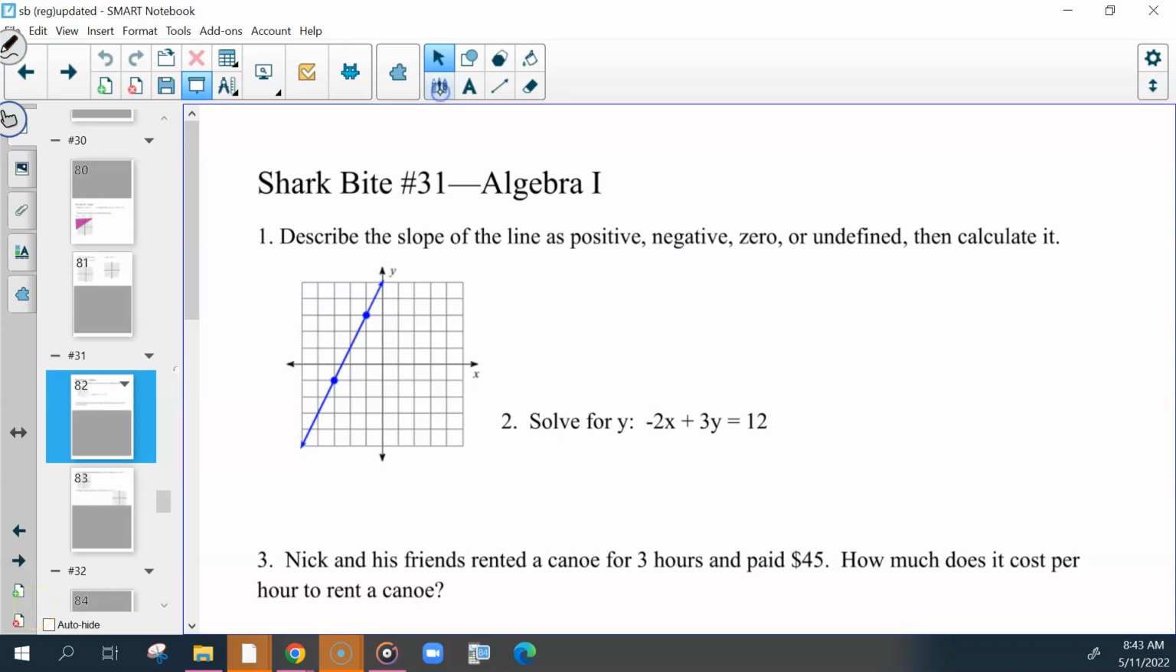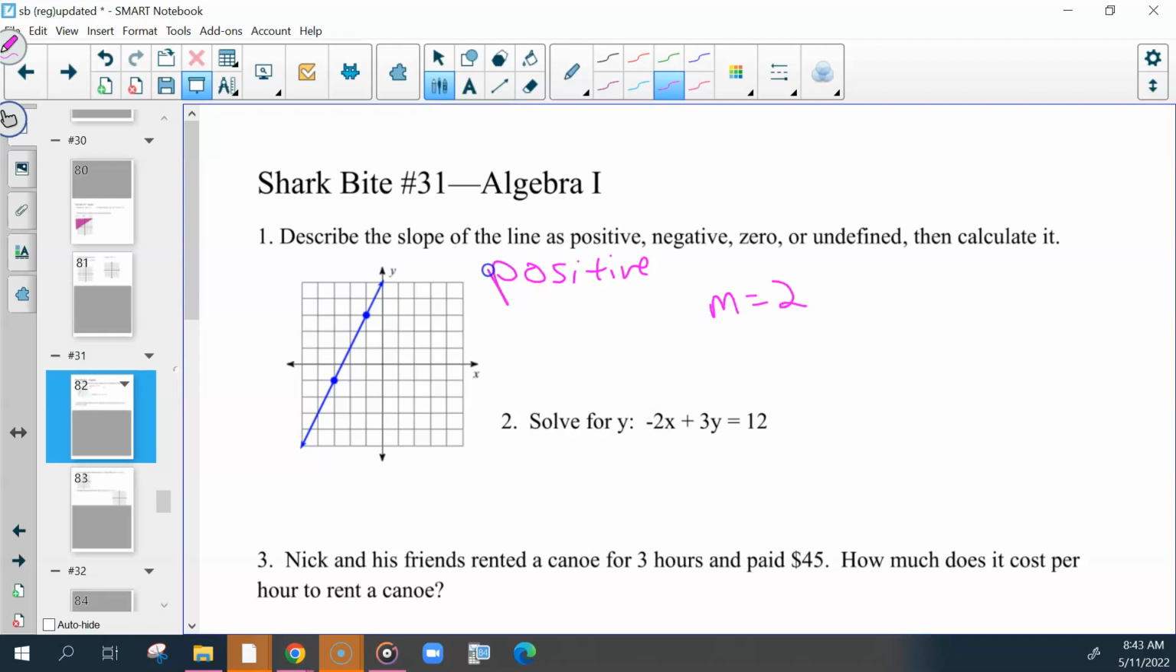So we first have to describe the slope of this line. It's positive, negative, 0, undefined? Positive. And then we have to calculate it. So if we're counting from this point to this point, what was our slope? 2. It was 4 over 2, which simplifies to 2. Yes, because we need to simplify always.